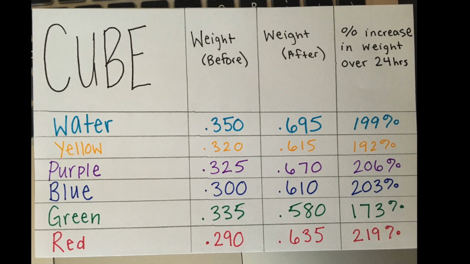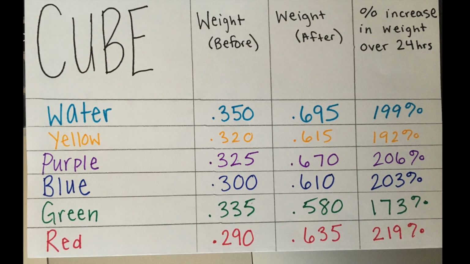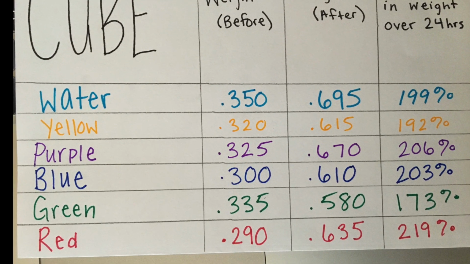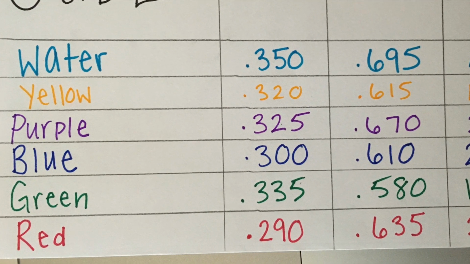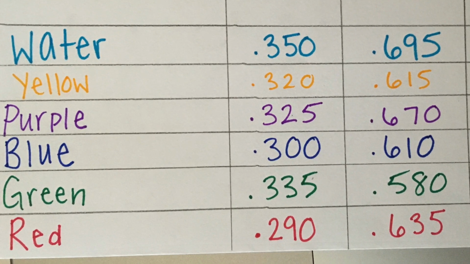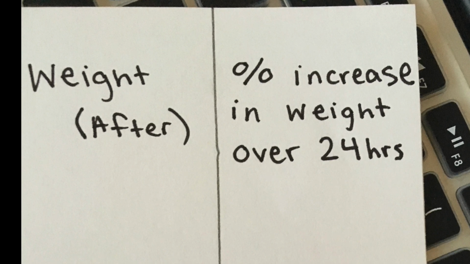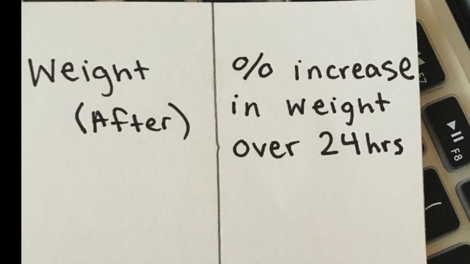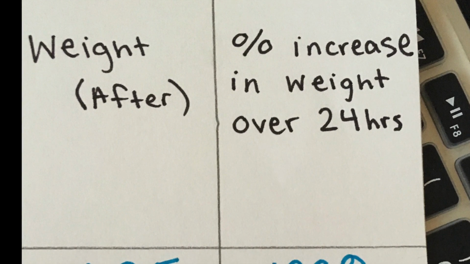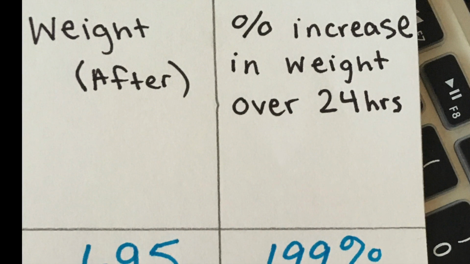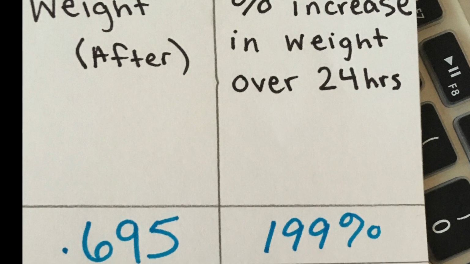When the potatoes had been placed in concentrated solutions overnight, all potatoes had gained weight. Each potato had expanded, all while at a temperature of about 21 degrees Celsius. After returning the next day, we found that the cube of the potato in the water had increased by 199%. That's how much the mass increased.